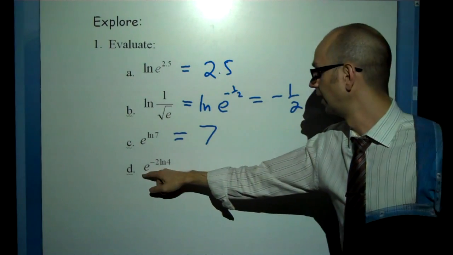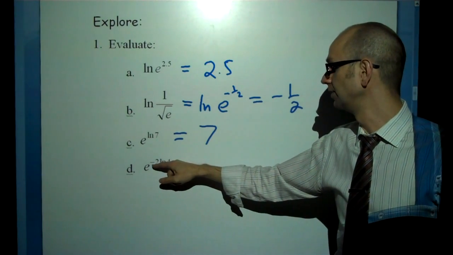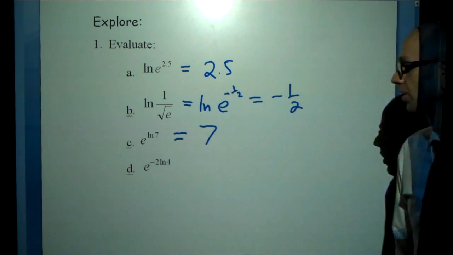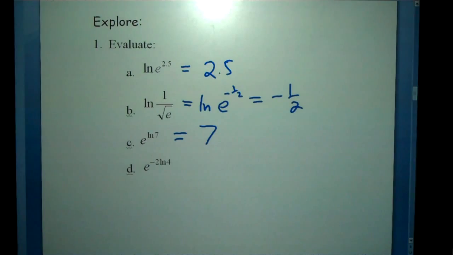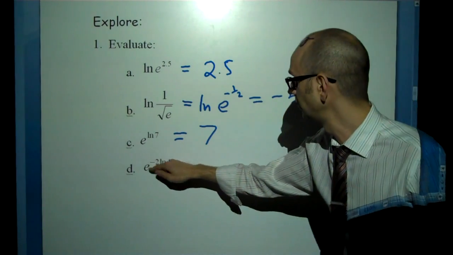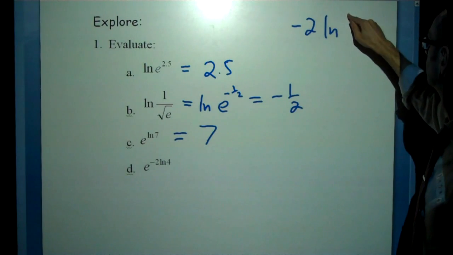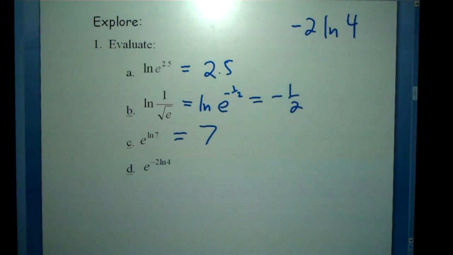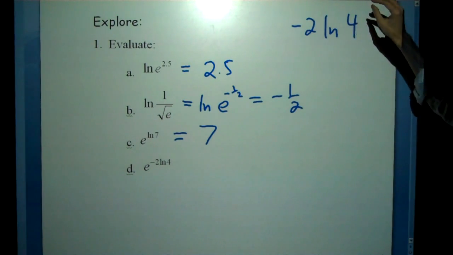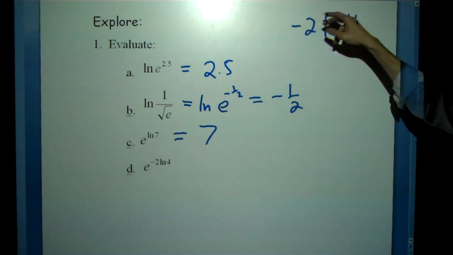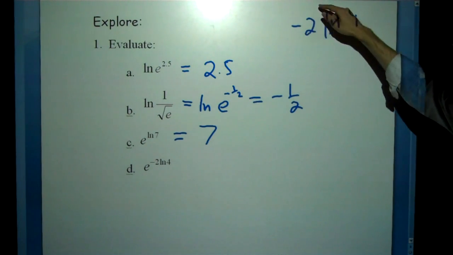And then I get here, e to the negative 2 times the natural log of 4 power. The e and the natural log are not right next to each other. They can't cancel each other out. So let's focus on what's in the exponent. The exponent says negative 2 natural log of 4. We have a natural log rule that says if you have a log of a power, you're allowed to bring that exponent out in front. So we can do the reverse.